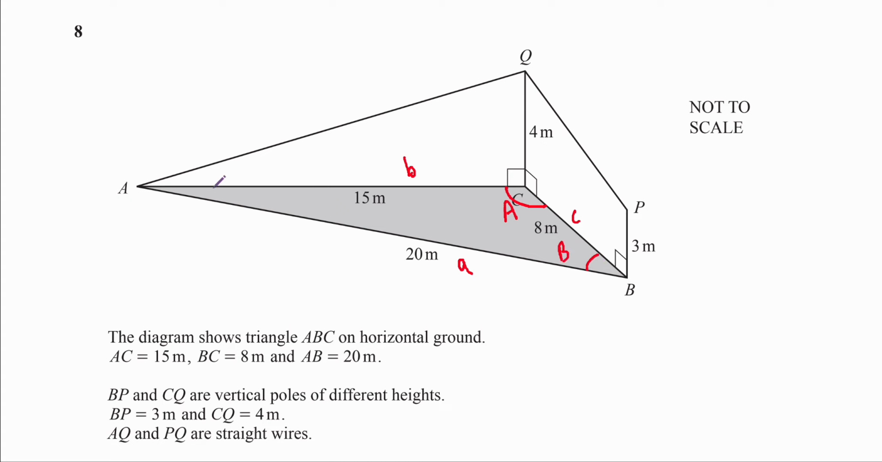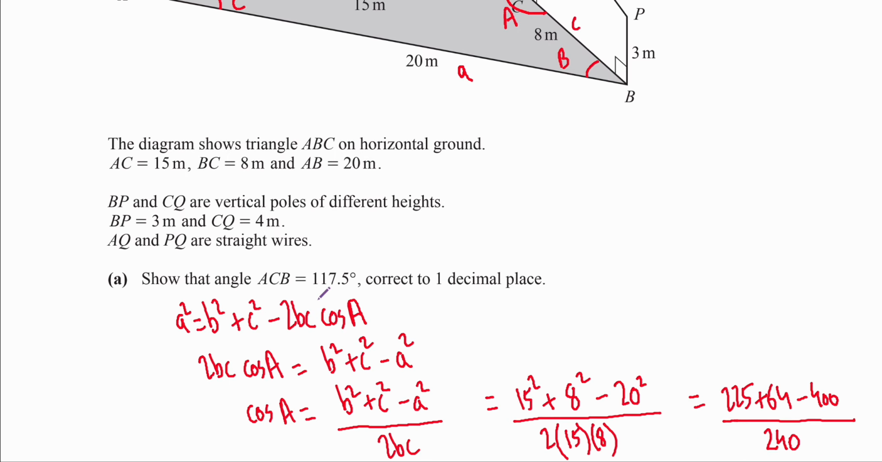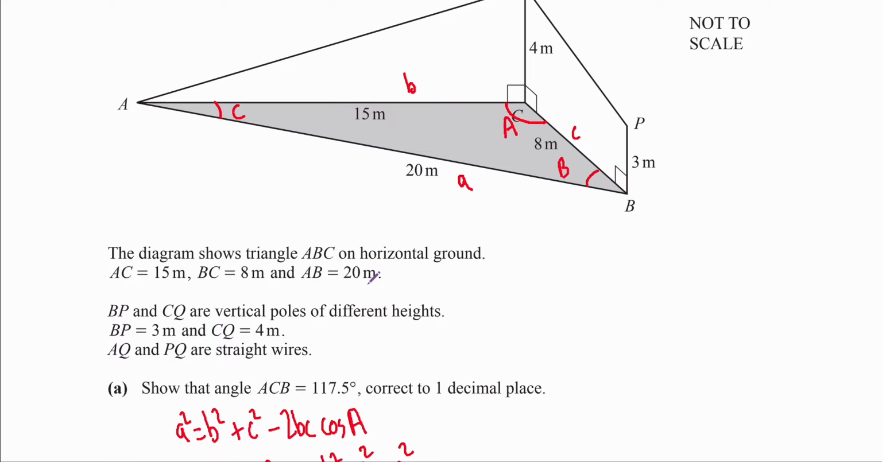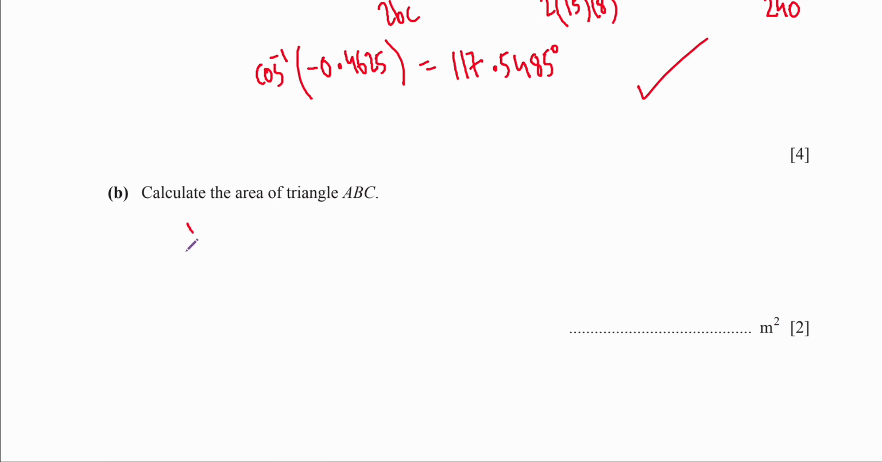If you multiplied A and B, we would need this angle right here, which would be angle C, but we don't have that. If you want to multiply B and C, we would need the angle A, and we do have that because we just calculated it, right? We just calculated that that angle is 117.5 degrees. So now our formula would be a half BC times the sine of A. And that is just a half times 15 times 8 times the sine of 117.5. It's 117.5 because it's at 1 decimal place.